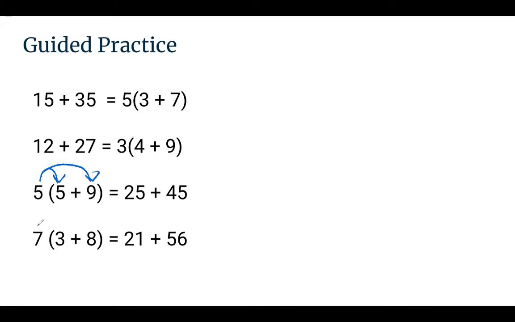How about this next one? So what's being passed out to both of these addends? The 7, the factor of 7. So 7 times 3 gets you your 21, and then 7 times 8 gets you your 56. And each are getting that factor distributed to them evenly, equally. All set with that? So passing out method isn't as hard to understand.